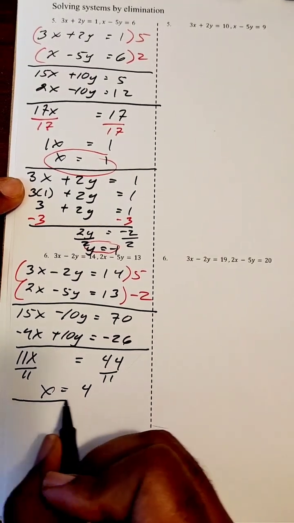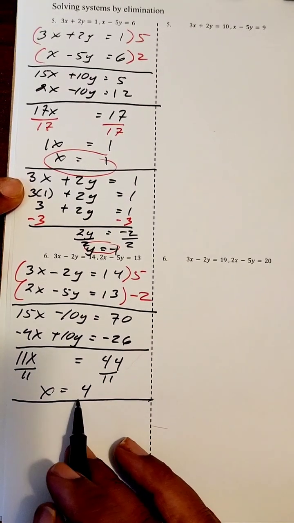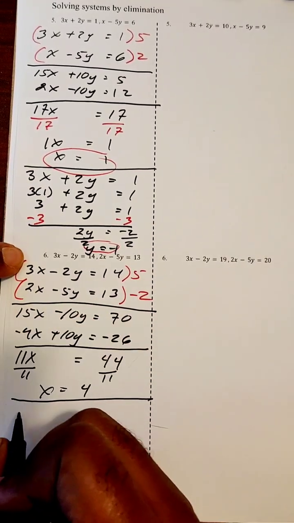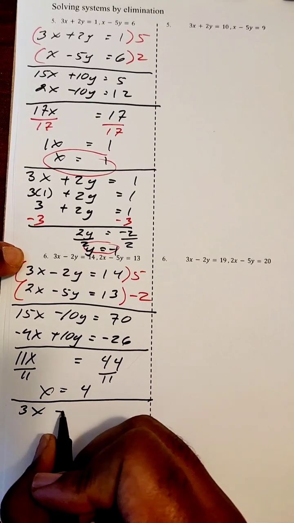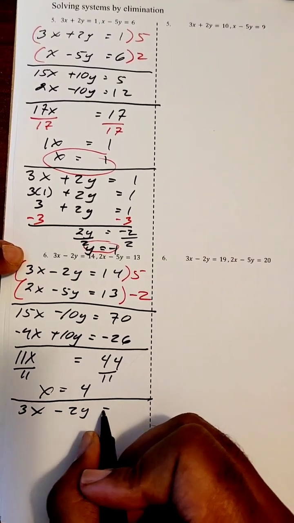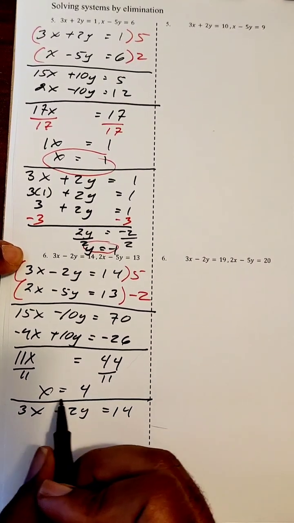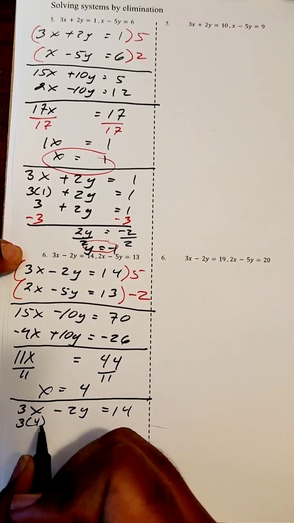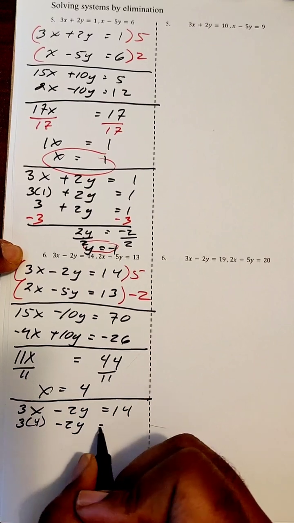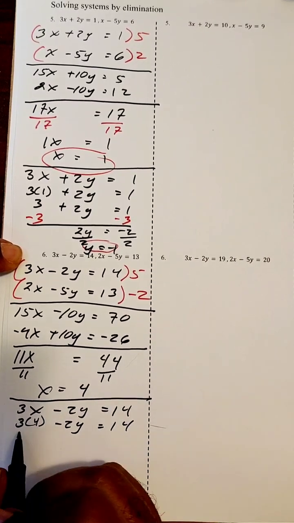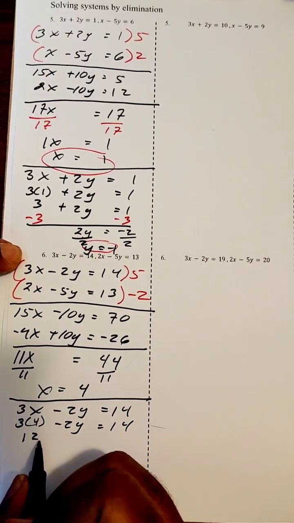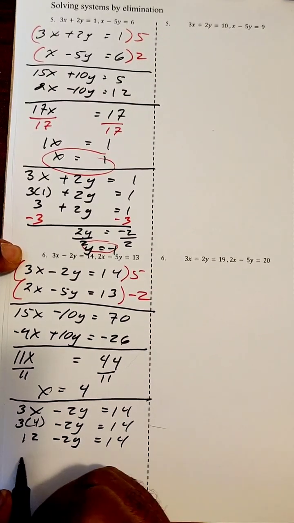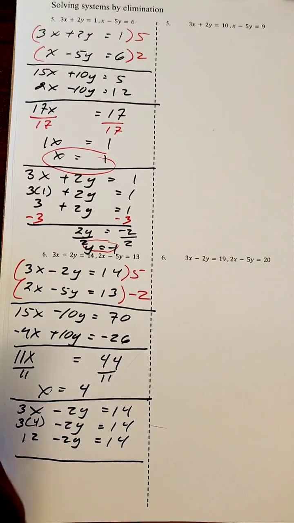All right. Now that we know that x is 4, we can go back and choose one of the two equations. I'll choose this one right here, which is 3x minus 2y equals 14. And now we're going to substitute 4 for x. We get 3 times 4 minus 2y equals 14. 3 times 4 will give us 12 minus 2y equals 14. And now continue to solve for y.